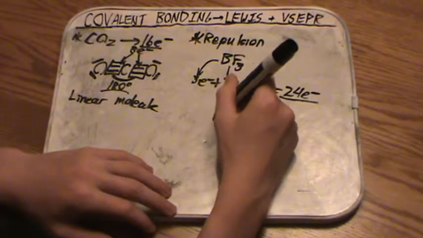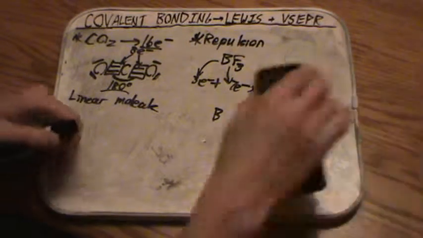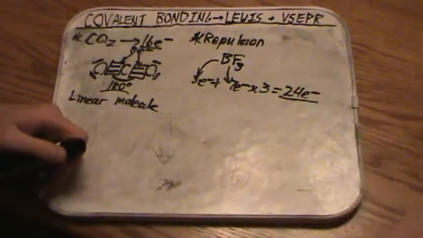So let's put boron in the middle. Okay, so how are we going to make boron have an outer energy level of 8 in order to achieve its energetic stability? Let's move this down.